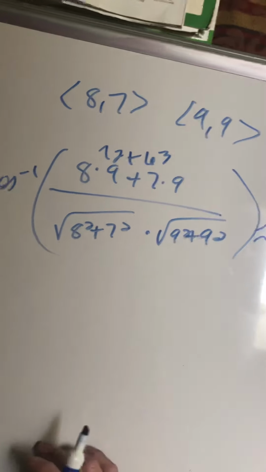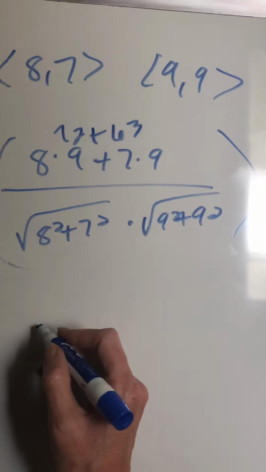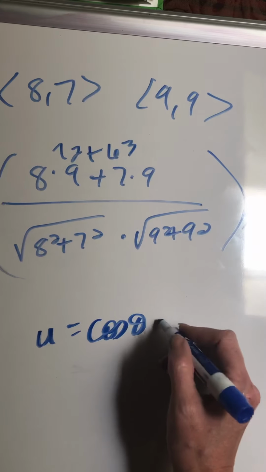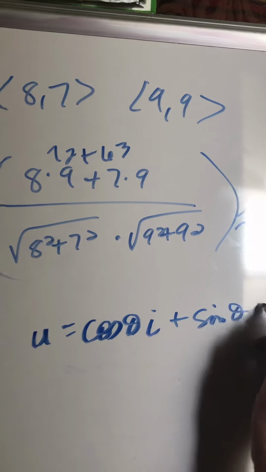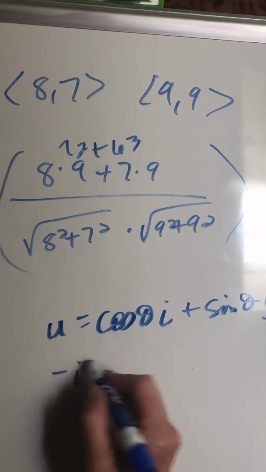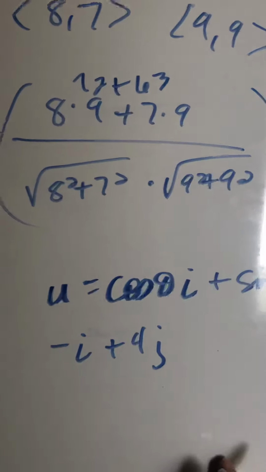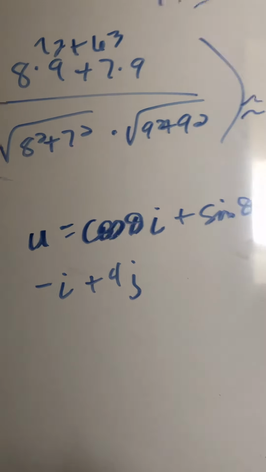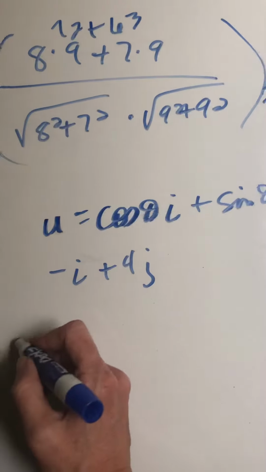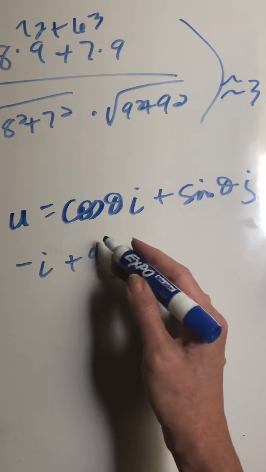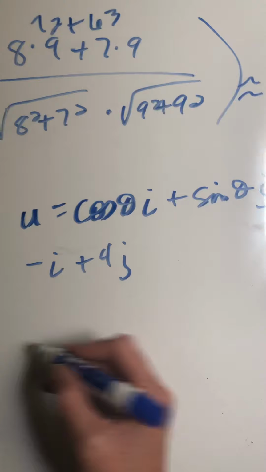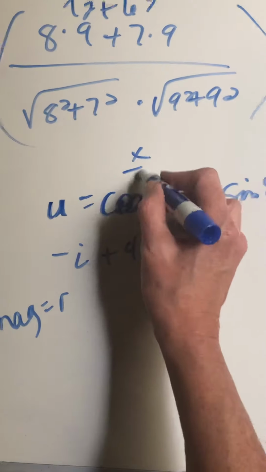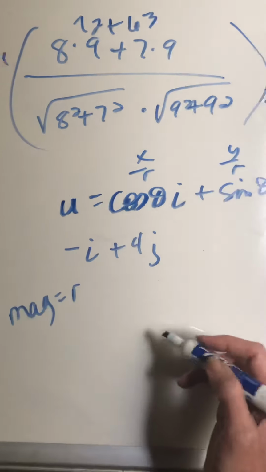Okay. So let me just show you to make sure, because you're going to see, you want to find the unit vector u, and it shows like a cosine theta i plus sine theta j, and they're giving you this negative i plus 4j. It's the same thing we've done. It's like finding that parallel or the vector that has the same direction, okay? So you just need the cosine and sine of this. So you've got to find your magnitude because you need r. This is your r. Remember, cosine is x over r, sine is y over r.